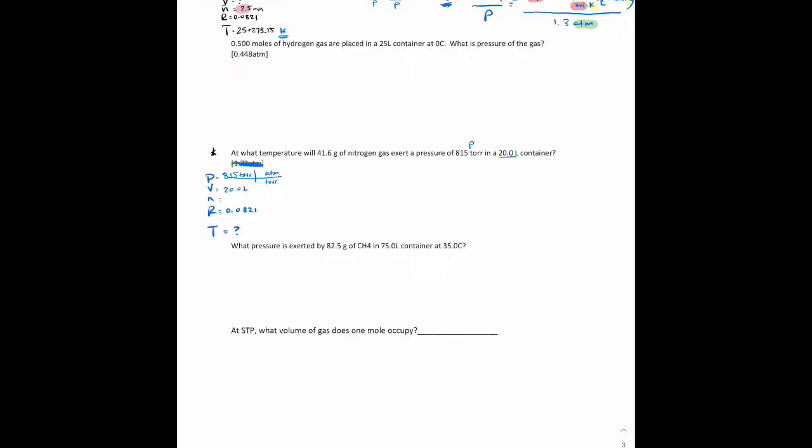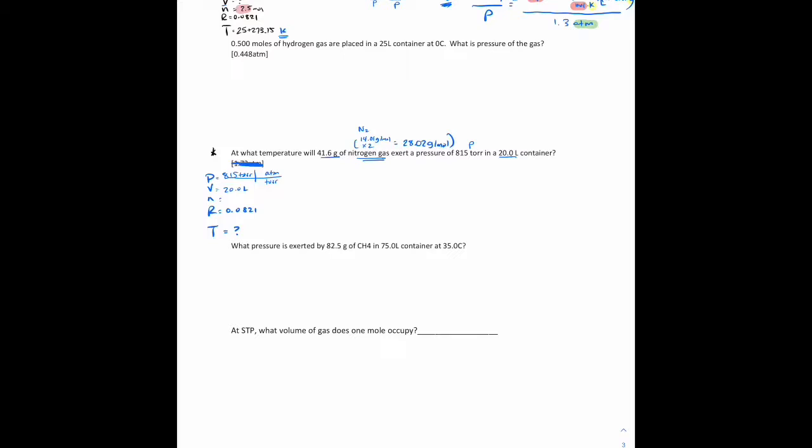Now, how am I going to get my moles? I know grams, and this is nitrogen gas. How am I going to get my moles, though? Well, I know from the periodic chart, and this also goes back to remember something is diatomic. Nitrogen is diatomic. So its molar mass is 14.0067. So I'm going to say 14.01, and that's grams per mole. But there were 2 of them. So this is 28.02 grams per mole.